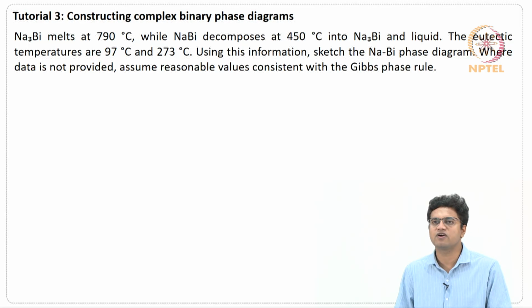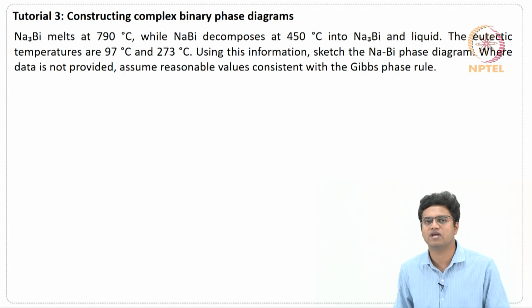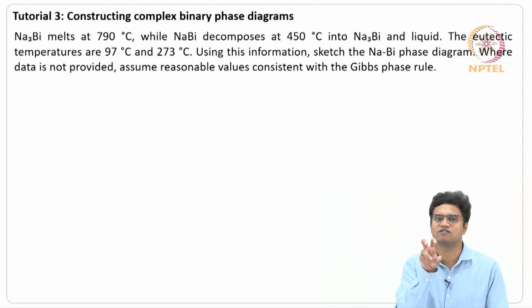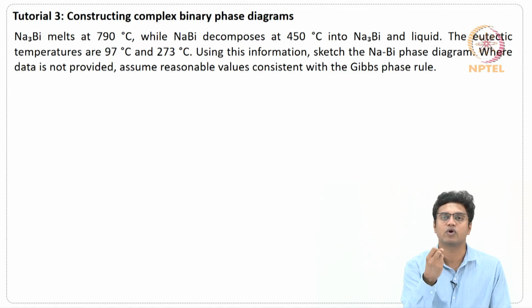So two different pieces of information are given here. The first is that Na3Bi melts at 790. What does it mean? The moment I say Na3Bi, I am fixing the composition. What is the composition here? Na to Bi is 3 to 1. That composition is fixed, and fixed composition means it's a compound. So Na3Bi is a binary compound because it involves two components, and it melts at 790 degrees Celsius.